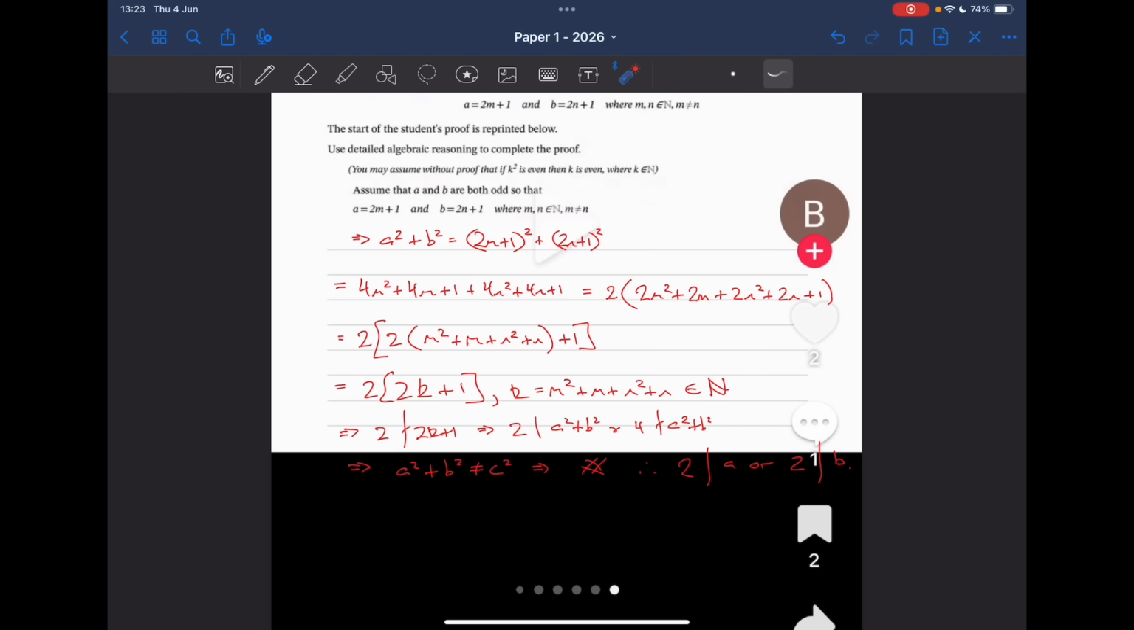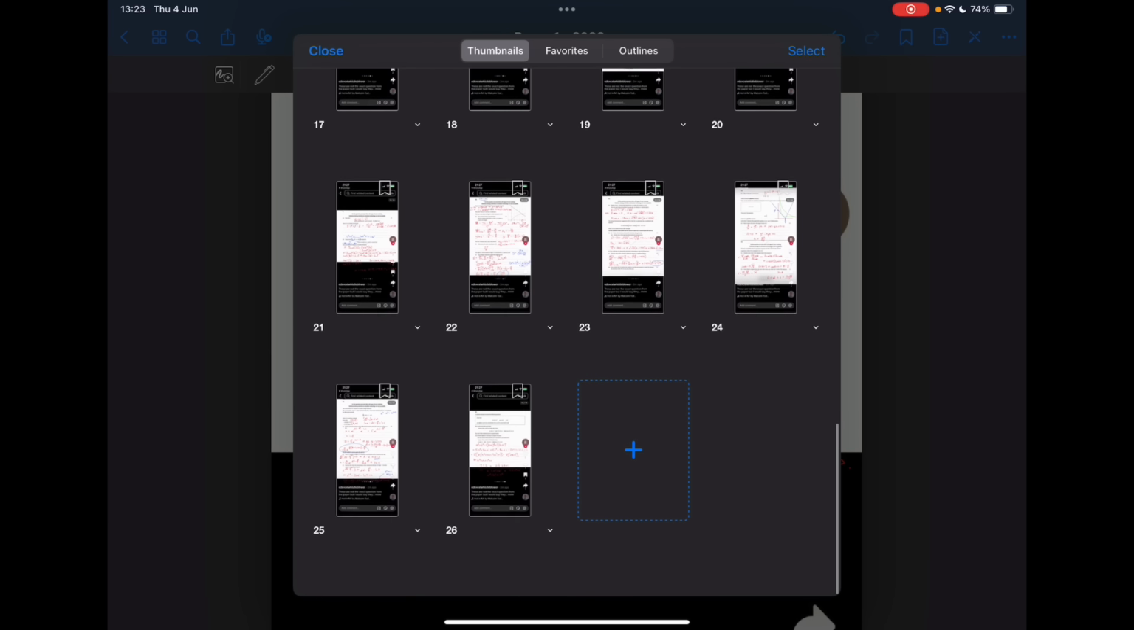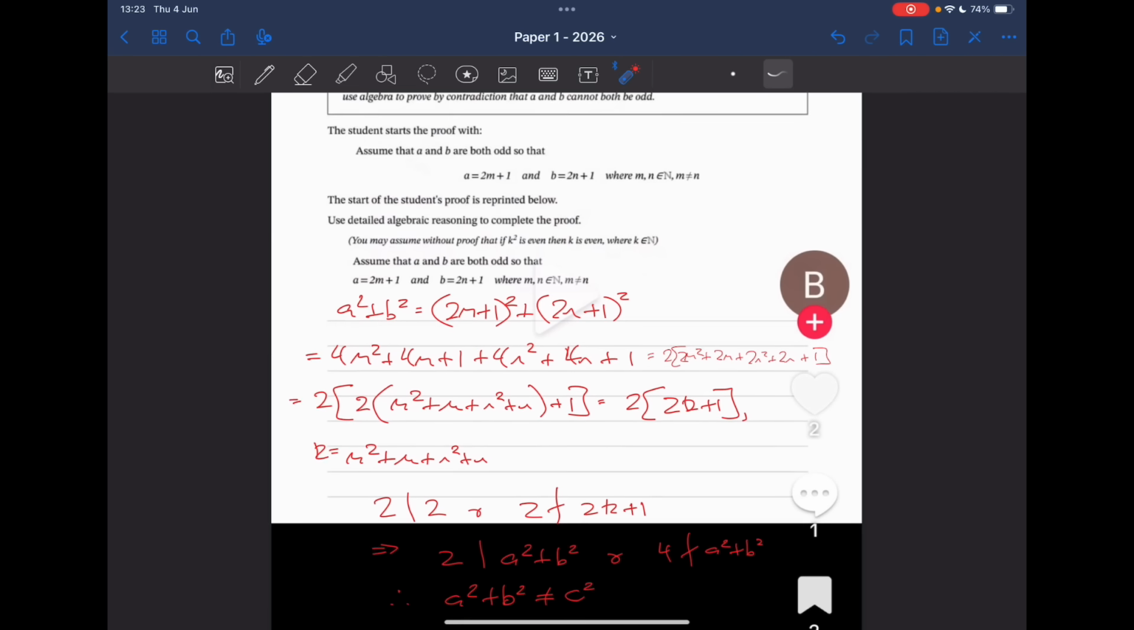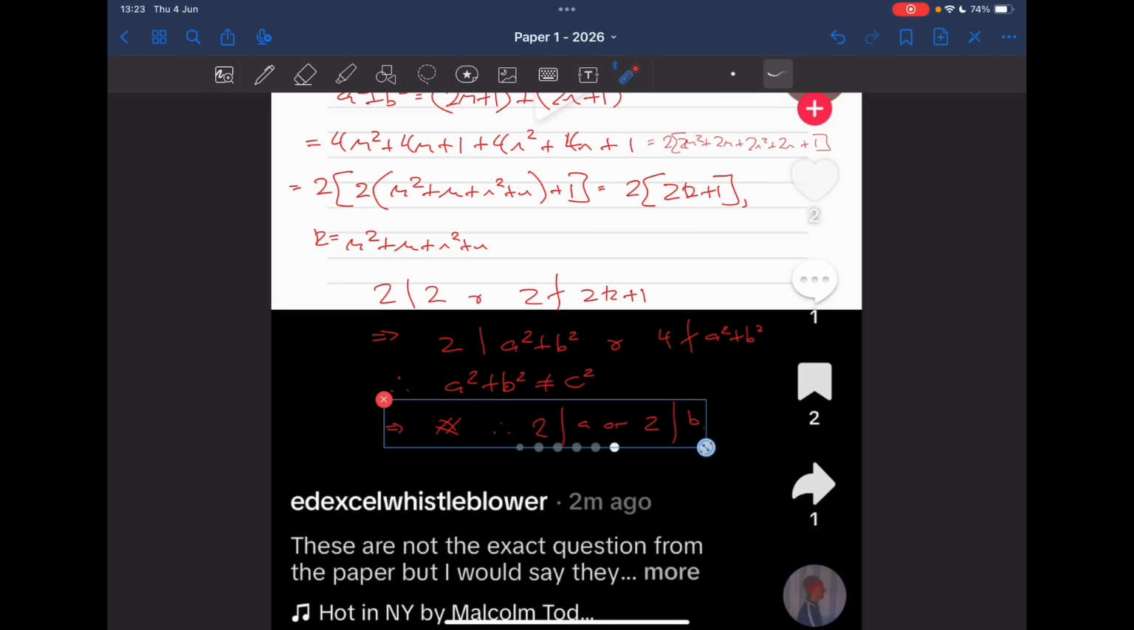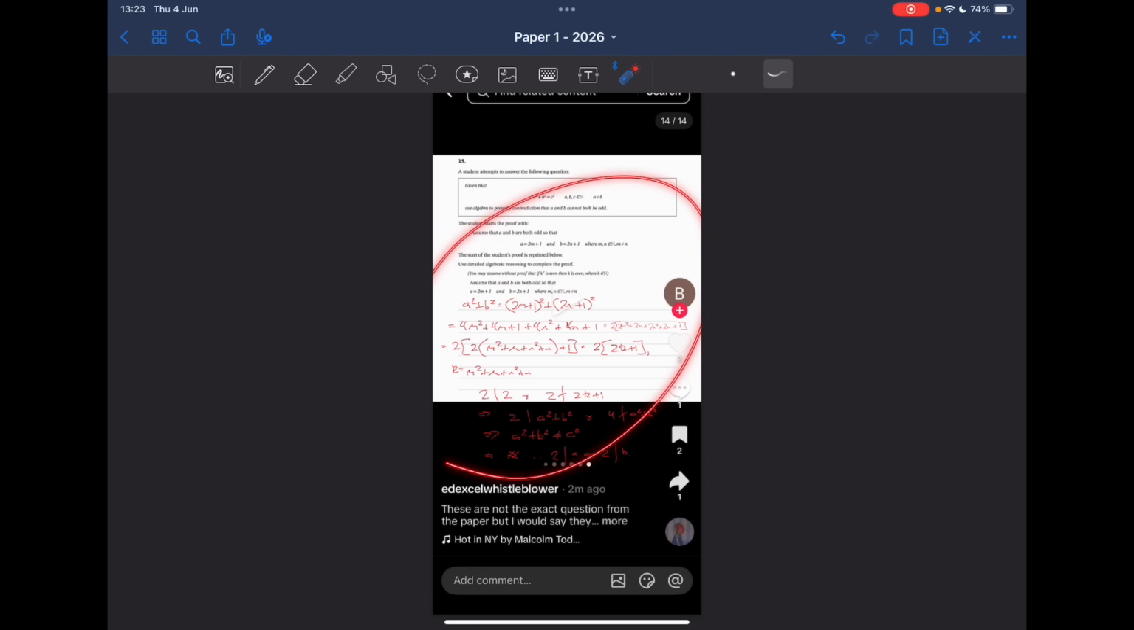What this means as well, this last bit, is we have a contradiction. So therefore a is even, or b is even. So we just add that to the last page of this one as well. Basically, you need that little conclusion just at the end for these proofs. But the method's still right. Whether they actually tick all the boxes, who knows? But I think it's good.